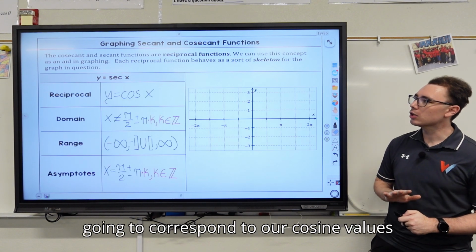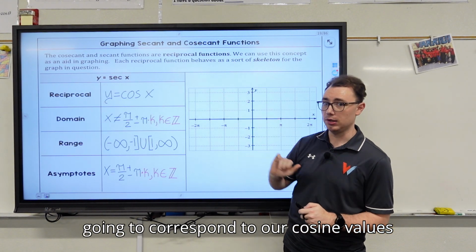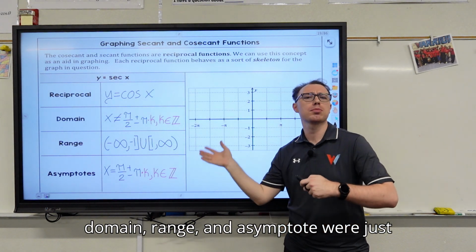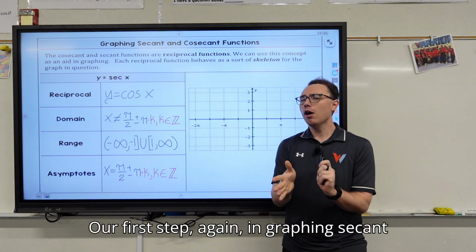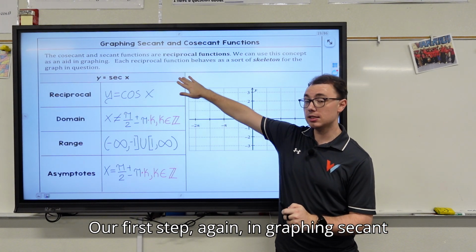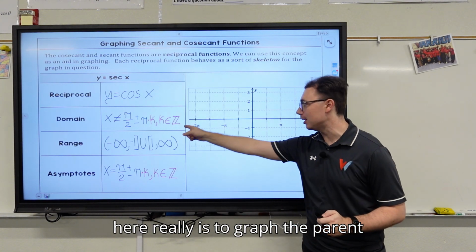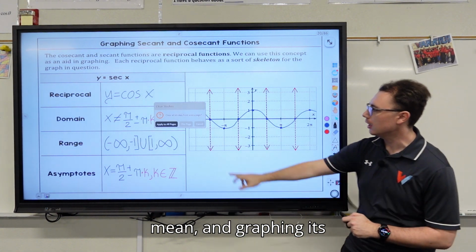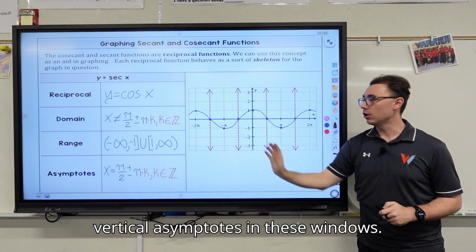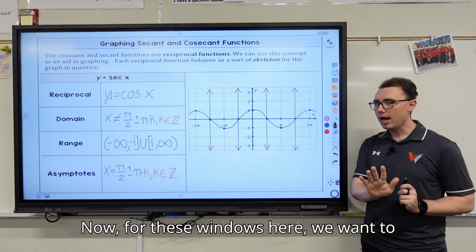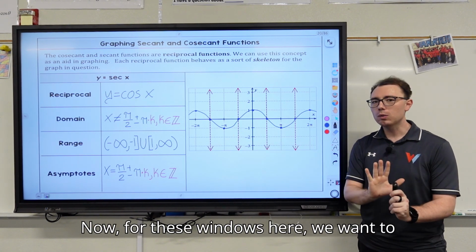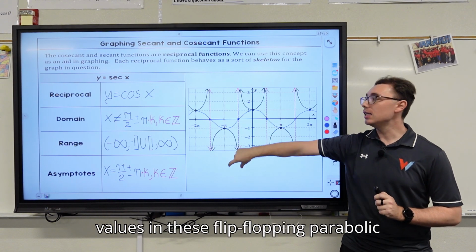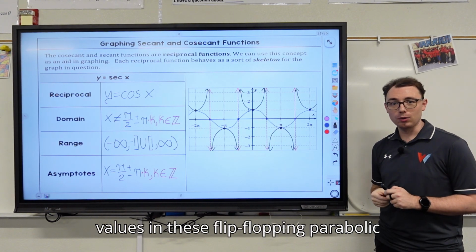Secant here is going to correspond to our cosine function. This domain, range, and asymptote were just brought back from that previous slide. Our first step again in graphing secant really is to graph the parent function, or the reciprocal function, I mean, and graph its vertical asymptotes in these windows. Now, for these windows here, we want to graph these minimum and maximum values in these flip-flopping parabolic ways.